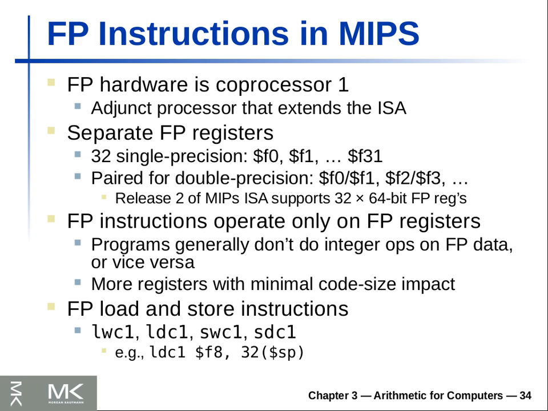Inside of MIPS, there is a completely separate set of floating point registers. Your regular registers represent integers, and then you have another set of 32 registers that represent floating point. So it's a new set of registers, and then they're paired for double precision. So 0 and 1 is if you're using a double, 2 and 3 is for the next double, etc. Release 2 of MIPS, which we're not going to do, supports more, but forget it. Floating point instructions only operate on floating point registers. Is anyone confused by that? Oh, good.